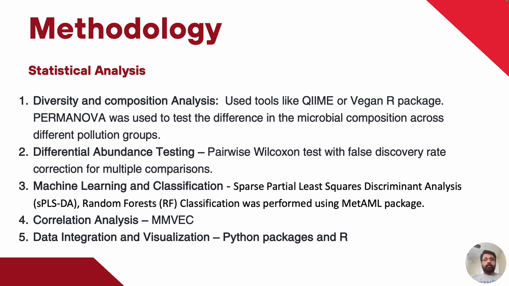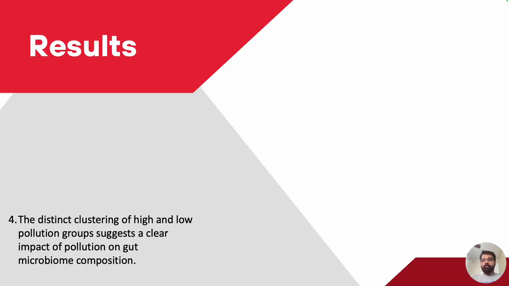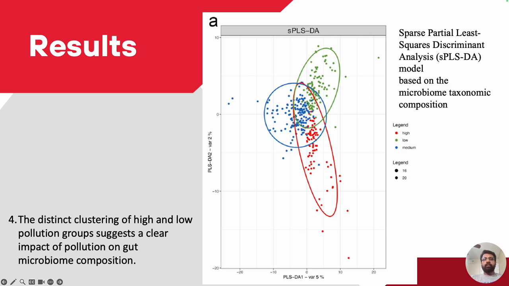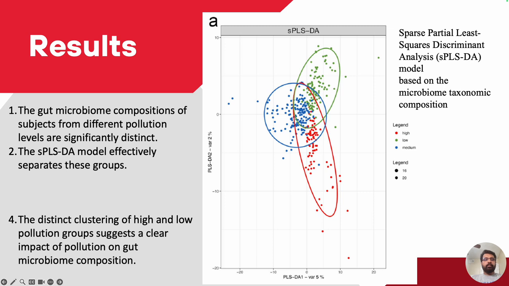So next we're going to talk about the main part of this paper, which is the result. The first graph that you see here is actually a sparse partial least squares discriminant analysis, which is the sPLS-DA model, based on the microbiome taxonomic composition. What you see here is that the gut microbiome composition of the subjects from the different pollution levels is significantly distinct.